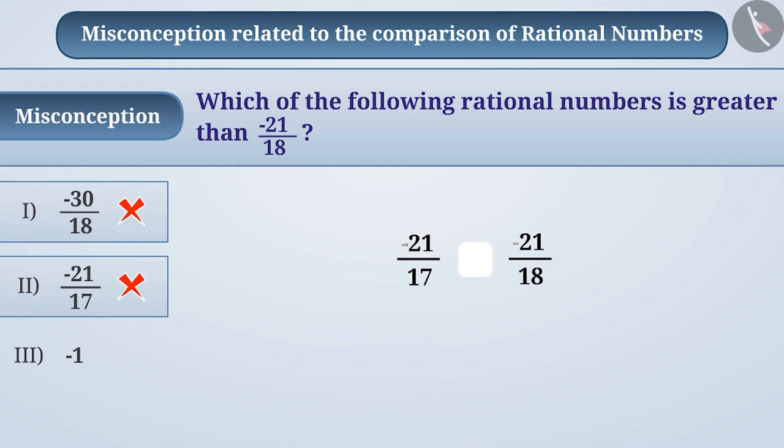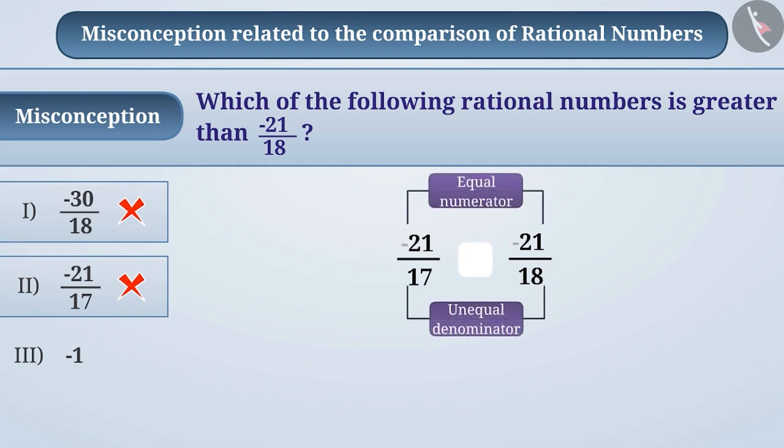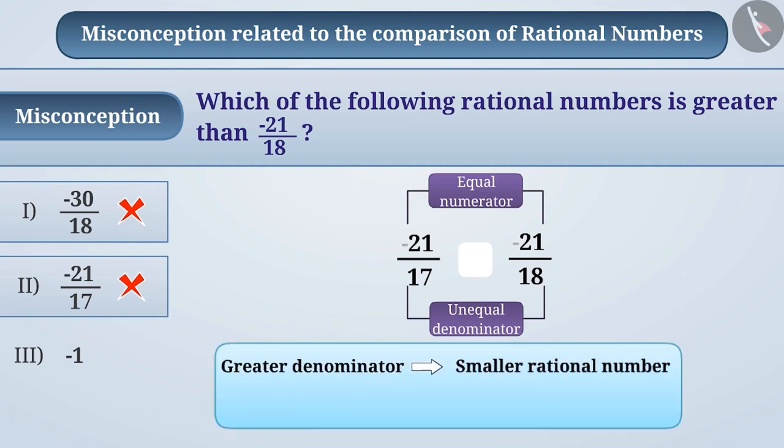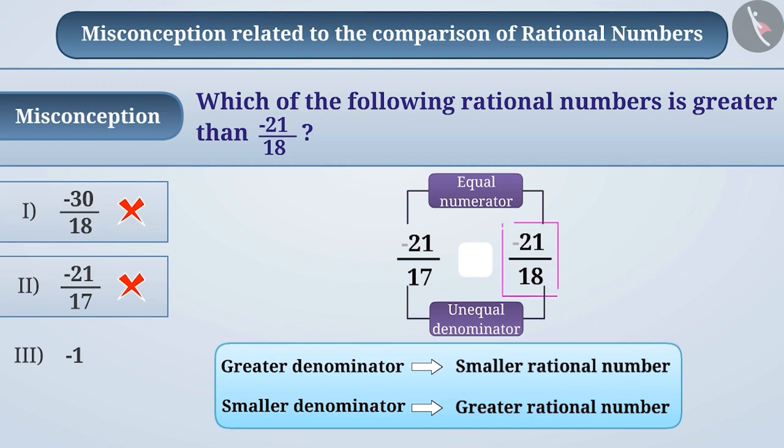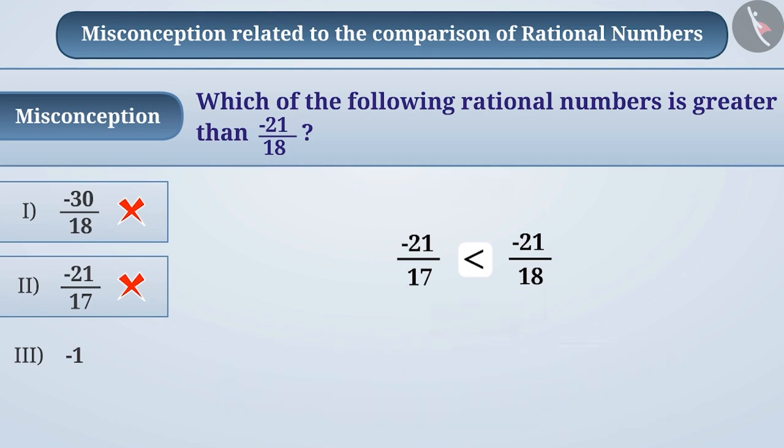Comparison can also be done as follows. First, we will ignore their signs. By ignoring the sign, we notice that the numerators of both the numbers are the same, but the denominators are different. In such situations, the rational number whose denominator is greater is the smaller rational number, and the rational number whose denominator is smaller is the greater rational number. That means 21/17 is greater than 21/18. Now, if we add the sign here, we will need to add the opposite sign of the sign of comparison. That means -21/17 is lesser than -21/18.